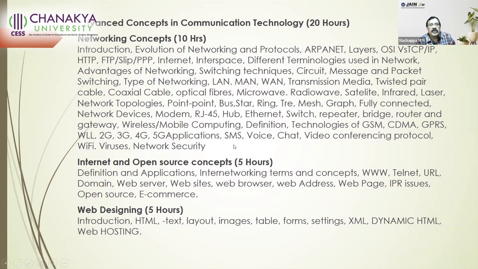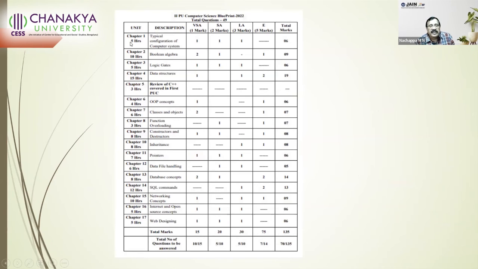Now, trying to understand the overall distribution, you can see that this is the overall distribution. Now look at what is happening here. Your paper is for 70 marks, but you are given a total of 135 marks as additional options. So all you have to do is get 70 out of 135 marks. So a huge amount of choices are there.